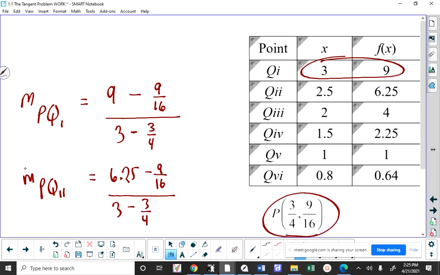Don't calculate it. I just want you to look at that and see if that makes sense, what I've done. Okay. So what's changed in going from the slope of PQ1 to PQ2 is that this number went from 9 to 6.25. This went from 3.